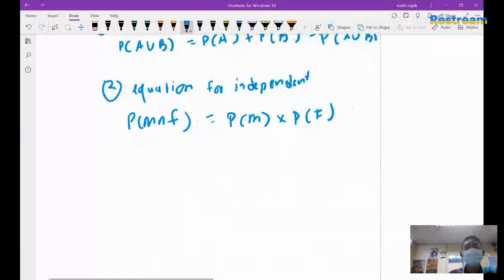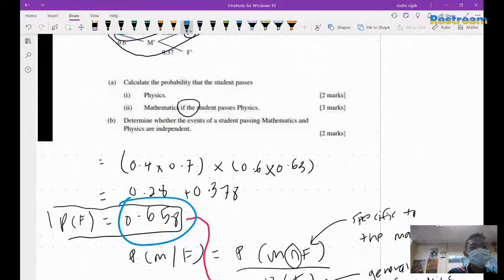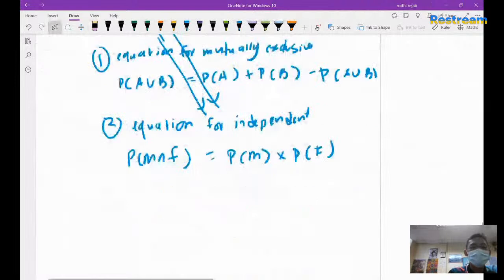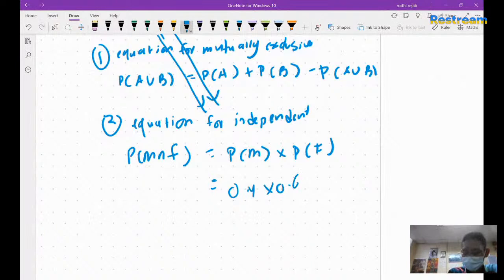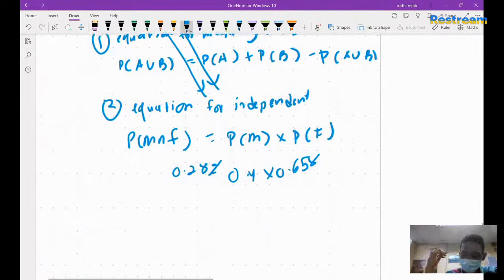So if you substitute the value 0.4 and 0.658, which is the probability of passing physics, into the equation, we get 0.4 times 0.658, which is not equal to 0.28. That means the events are not independent.